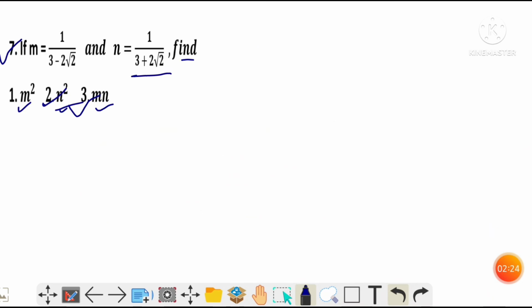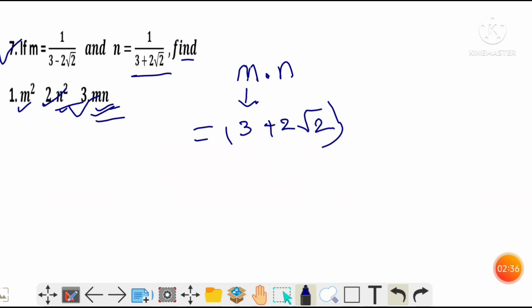Next question, we have to find the product of m and n, that is m into n. Since we have already found the value of m and n, we can directly put the value of m here, 3 plus 2 root 2, and n here, 3 minus 2 root 2.